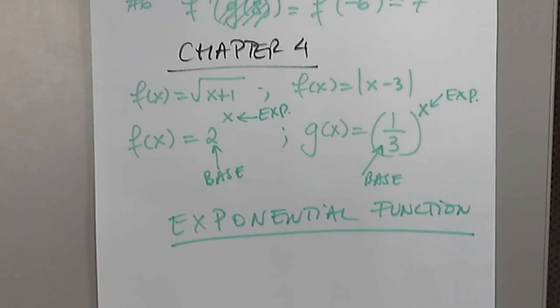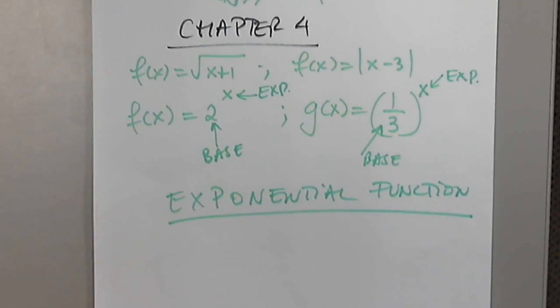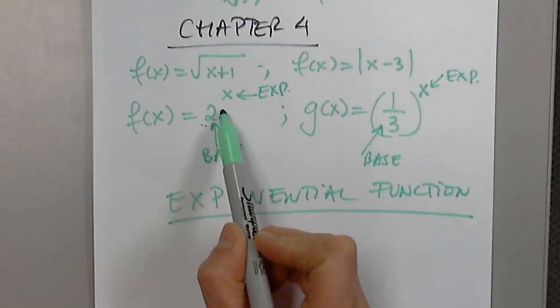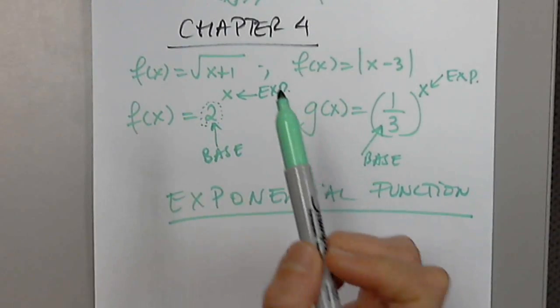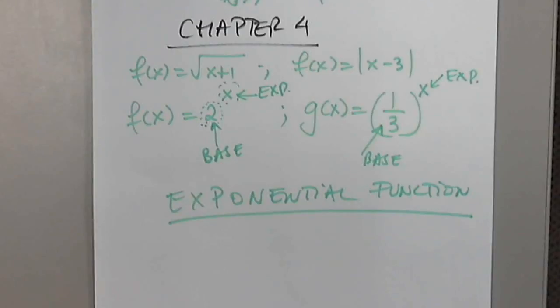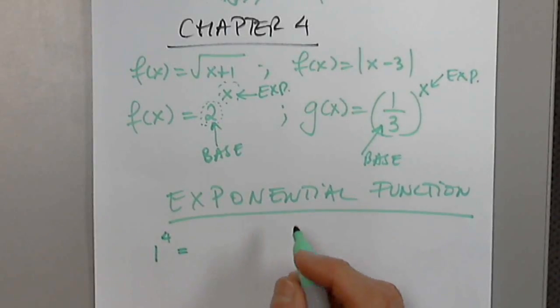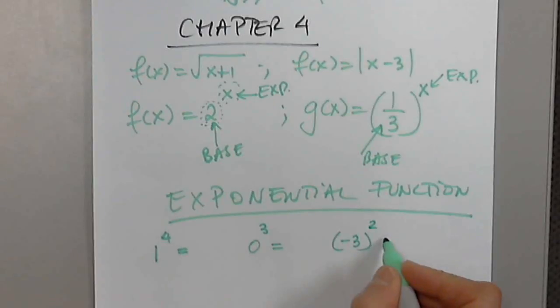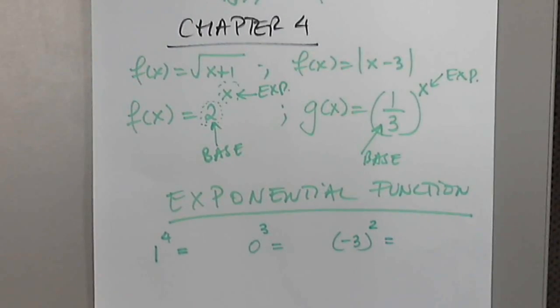one of the two functions in this chapter with wide applications in real-life situations, we're going to have to discuss two things. We are going to have to discuss the base, and we also have to talk about the exponent. Here's the next question I have for you. 1 raised to the 4th, 0 raised to the 3rd, and -3 raised to the 2nd power. Do these exist?